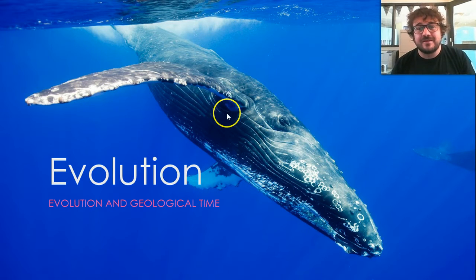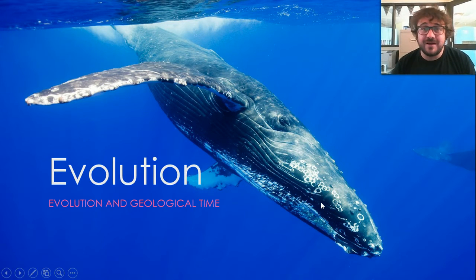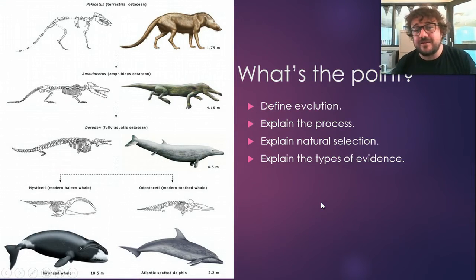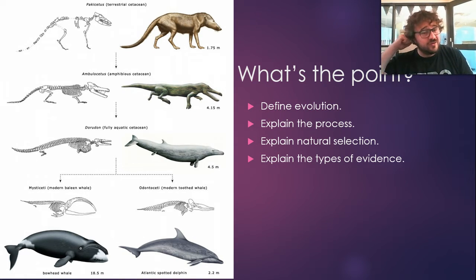Look at this. That's a whale. That's a blue whale. The whales are there for a reason, and that is because with a whale, we have probably the greatest continuous line of fossils that we have for any chordata at all. So whales are awesome. All right. So by the end of this, you want to be able to define evolution, explain the process, explain what natural selection is, and explain the different types of evidence for evolution.